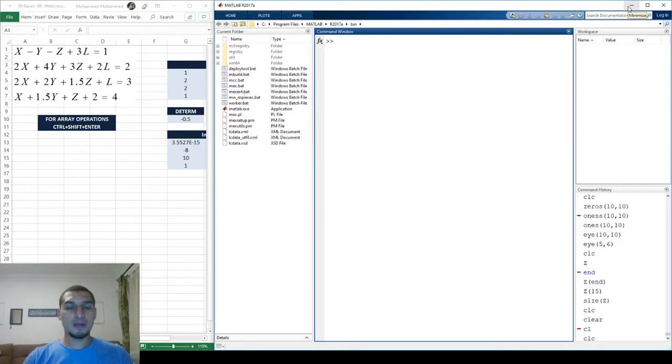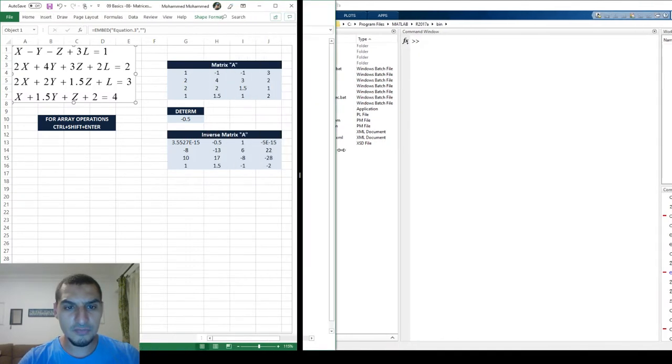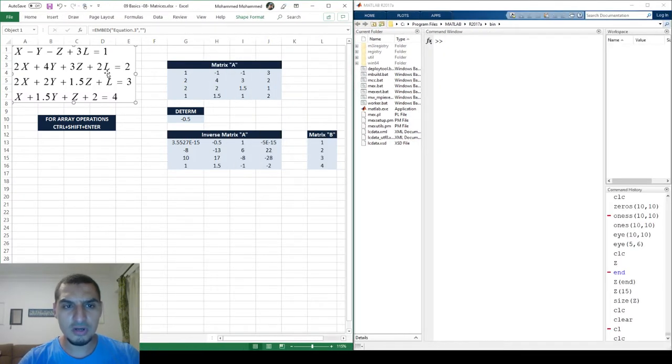Hello everybody. Today we will continue talking about the matrices, and one thing that we will talk about today is the solution of the linear algebraic equations. This is a topic that we covered before in the Excel series, and this is the example that we solved. So I'll quickly go through the steps, which were pretty simple actually.